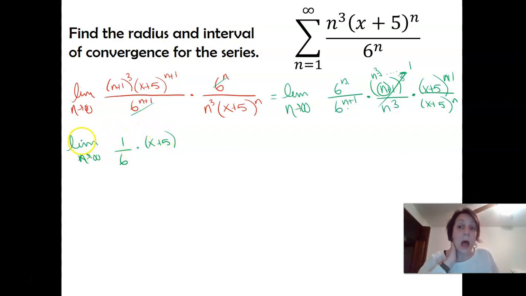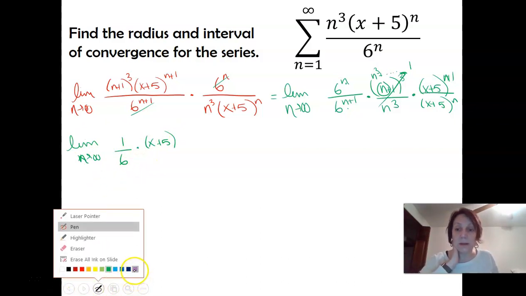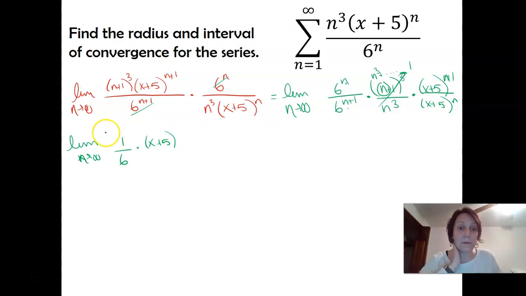Okay, so at this point, I'm evaluating my limit, right? It's all simplified. But you'll notice that in my limit, there is no longer an n. So that's like saying, what's the limit of 5 as x approaches 27? Well, it's still 5, right? So the fact that I'm taking a limit as n approaches infinity doesn't affect the value of this at all. So I still have an x plus 5 over 6 as my limit.